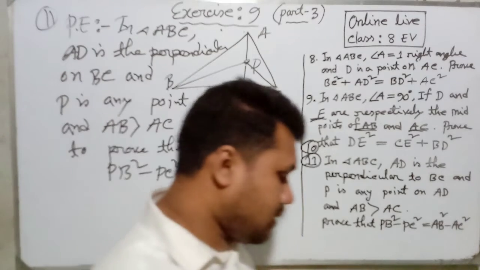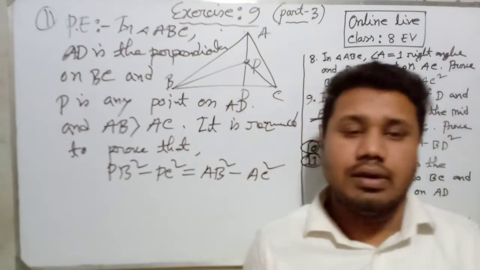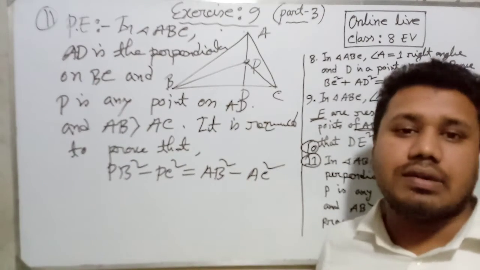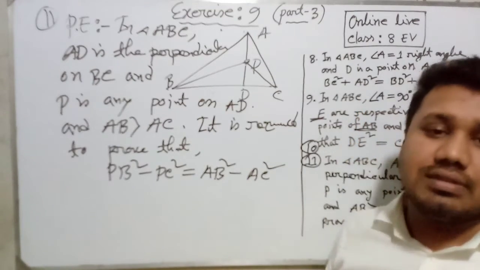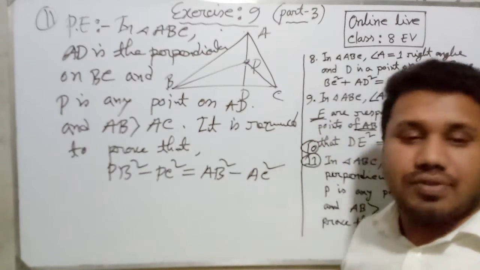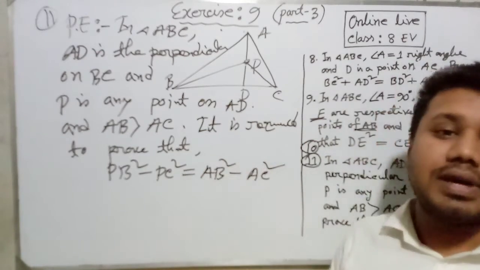So dear students, at first you have to write our particular enunciation, and we know what the particular enunciation is. Particular enunciation means this is our question part. This question you have to write in your own way, then this will be our particular enunciation.